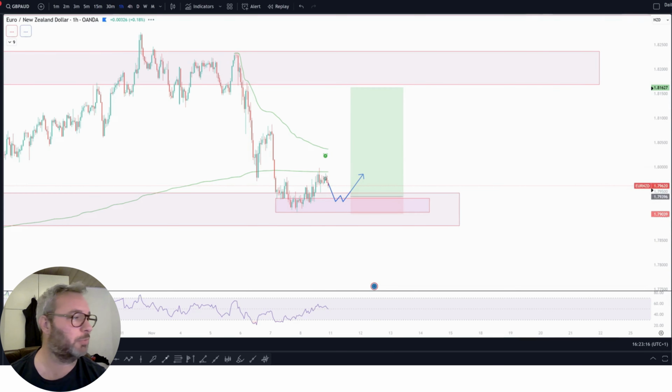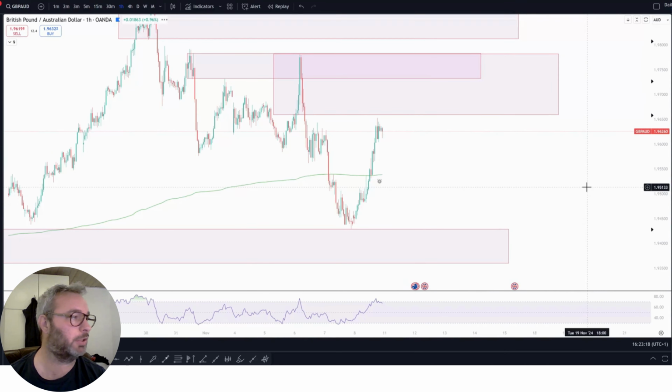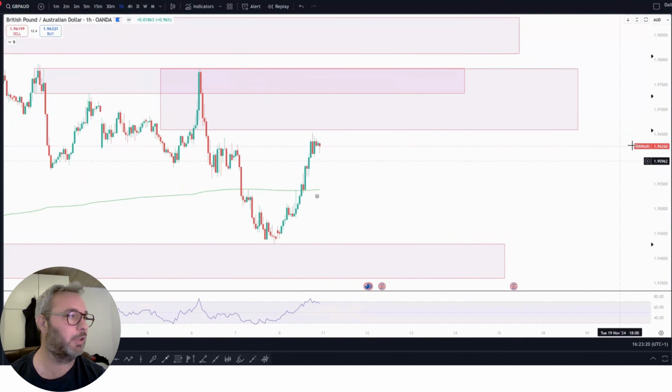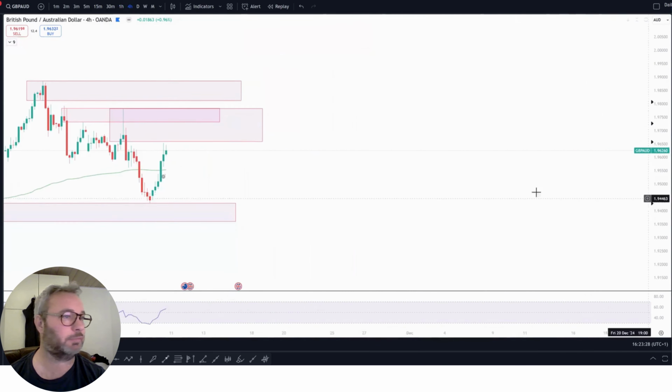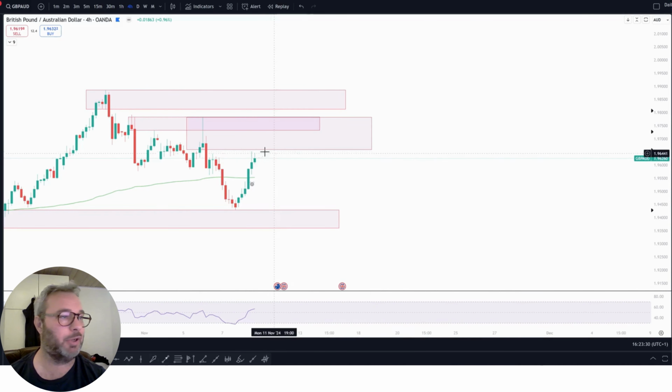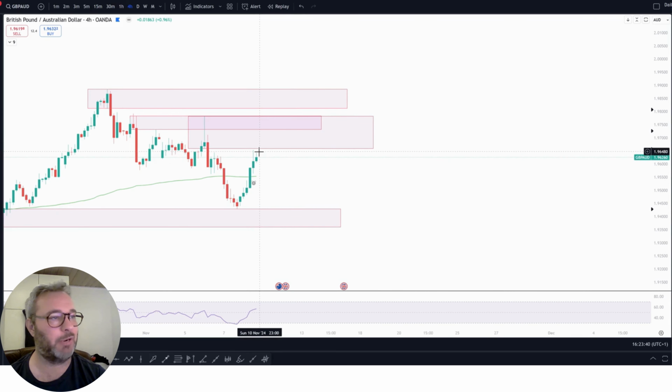So on to the next pair I have prepared, GBPAUD. Yeah, here we are close to first a larger resistance area here. Let's go to 4 hour. Larger resistance area where there might come a reaction. Again, if the reaction comes, I go to the lower time frames and see if I can get some bearish sentiment or some bearish confirmation.